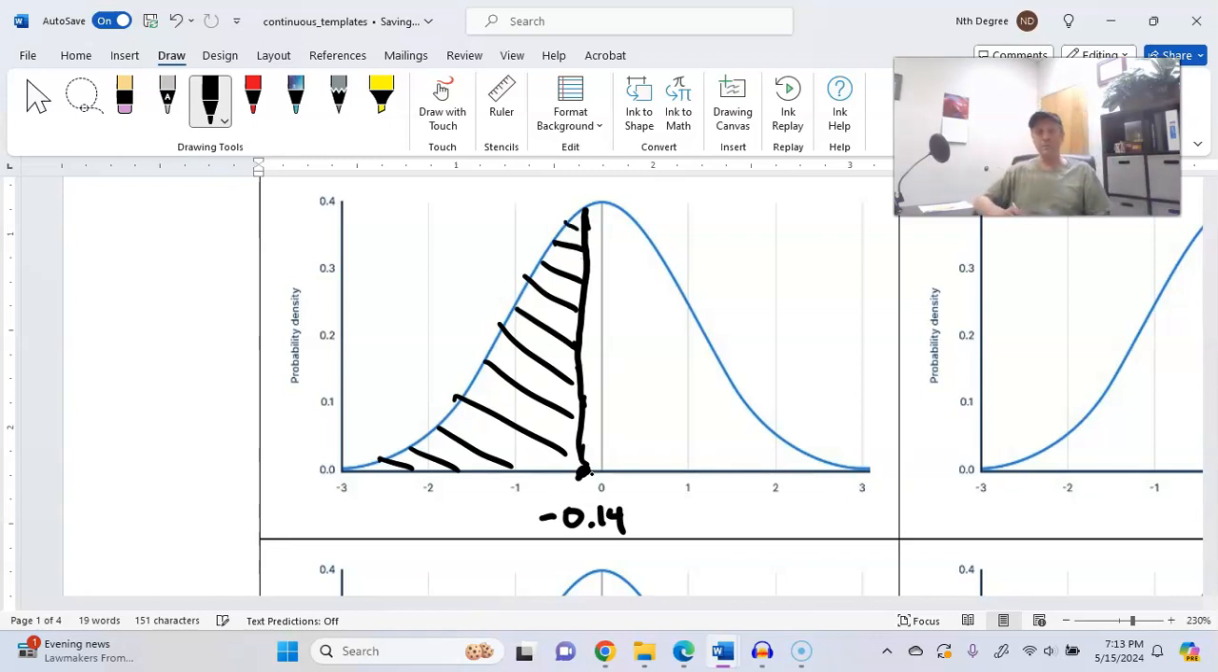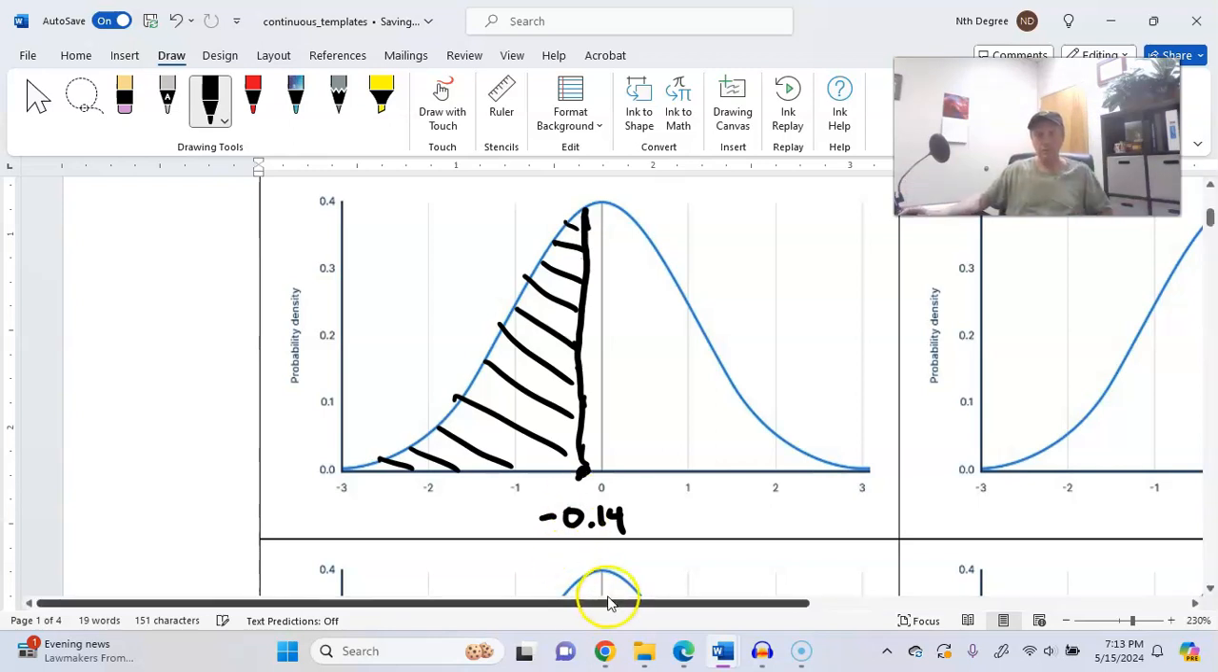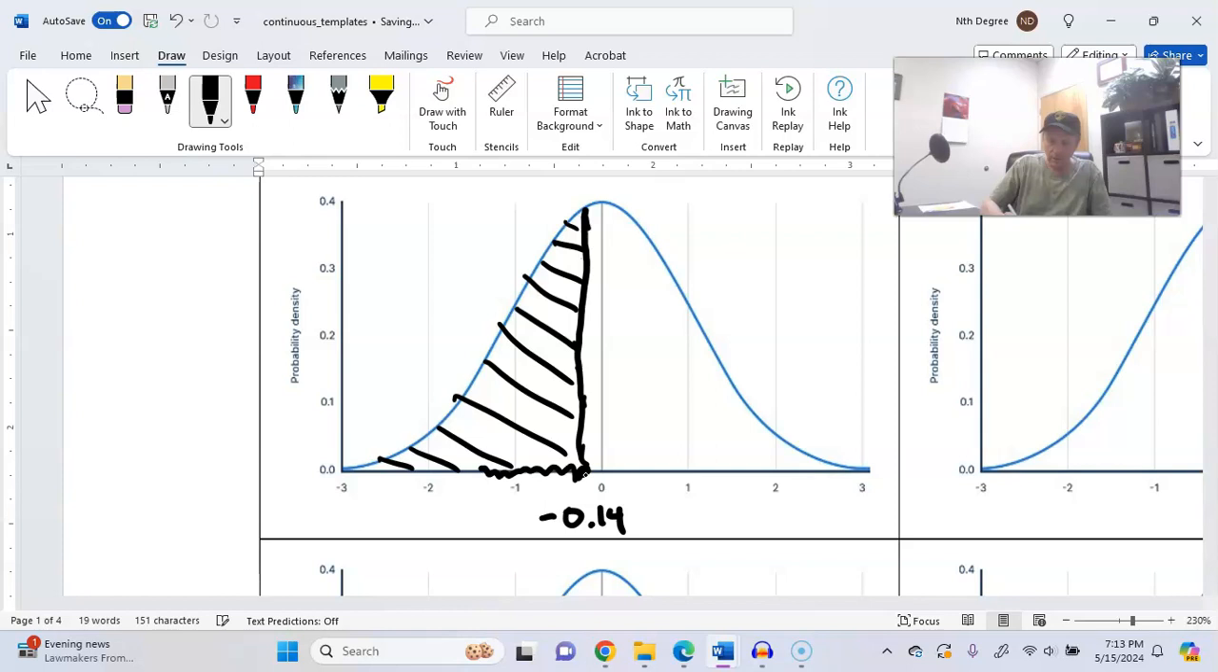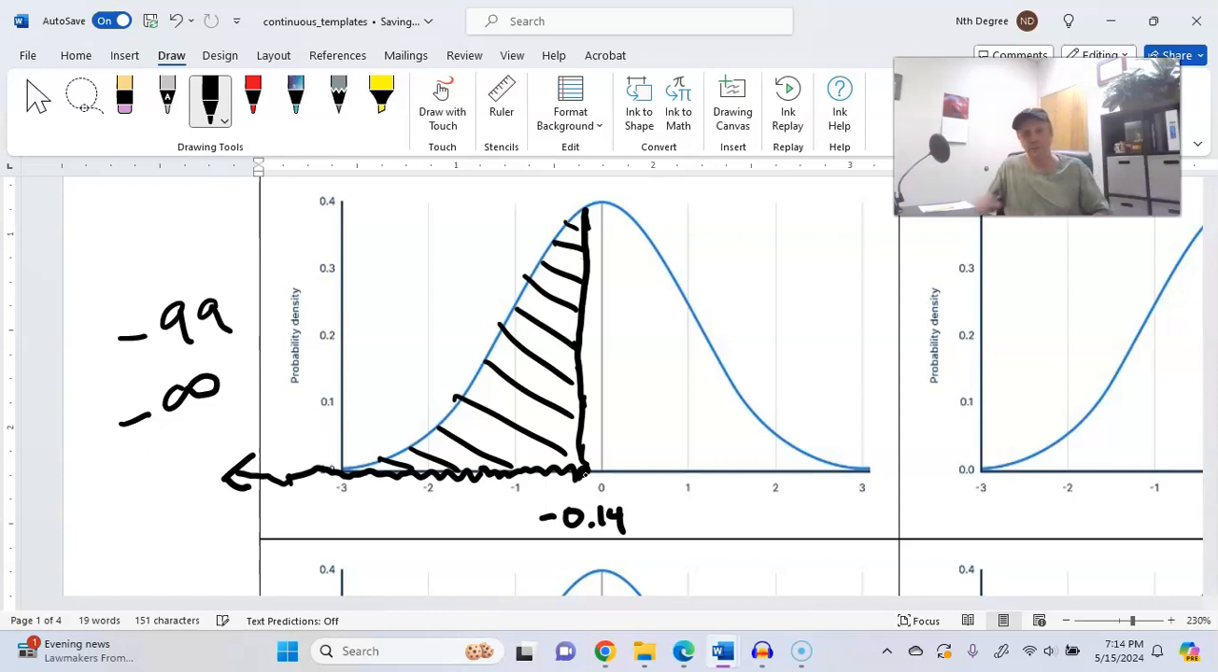And remember, we always need 2 values, a minimum and a maximum. So when we draw the picture, we can see that our negative 0.14 is really the maximum. It's the rightmost point on this interval. And the minimum, I hope you can see again that that's, this time, negative infinity. And so we'll obviously plug that in with something like negative 99.